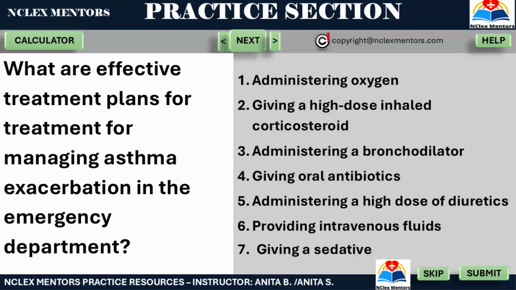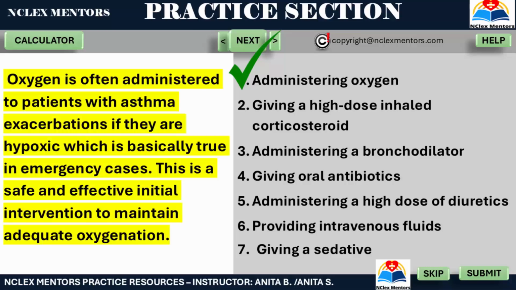Let me explain the answer to this question. Option number 1. Administering oxygen. This is correct. Oxygen is often administered to patients with asthma exacerbations if they are hypoxic, which is basically true in emergency cases. This is a safe and effective initial intervention to maintain adequate oxygenation. There is no elimination rationale for this answer. It's a correct and essential part of initial management.